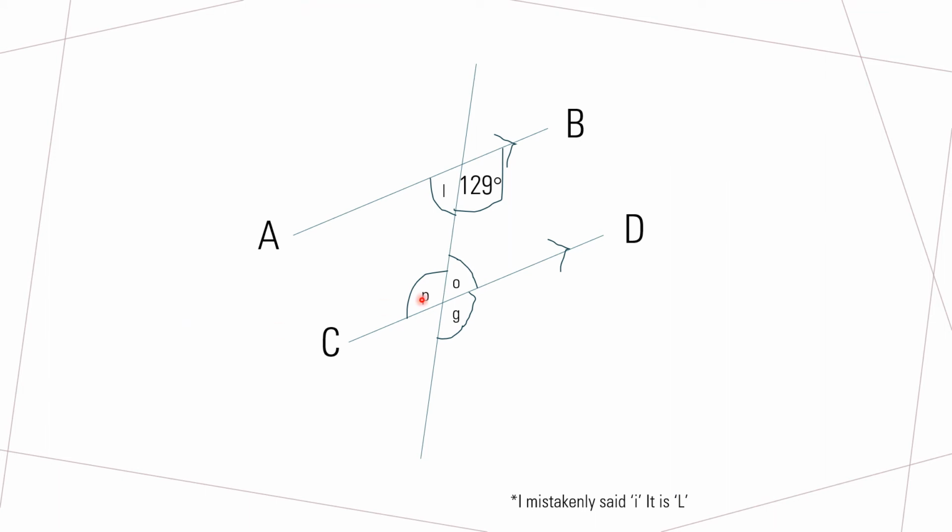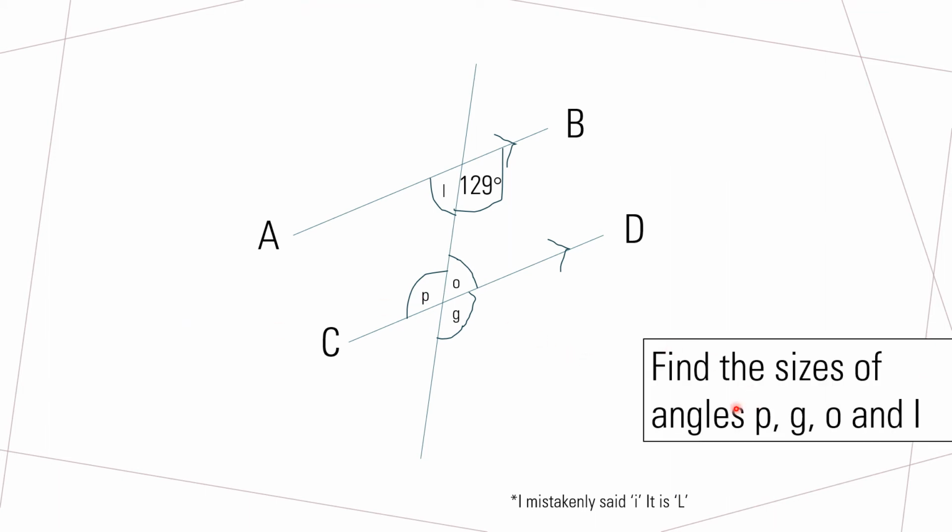For this question, we need to find the sizes of angles P, G, O, and L. So we only know the size of this angle right here, which is 129 degrees. So as we know, the corresponding angle of this angle is G, which means that G is also 129 degrees because corresponding angles are equal.